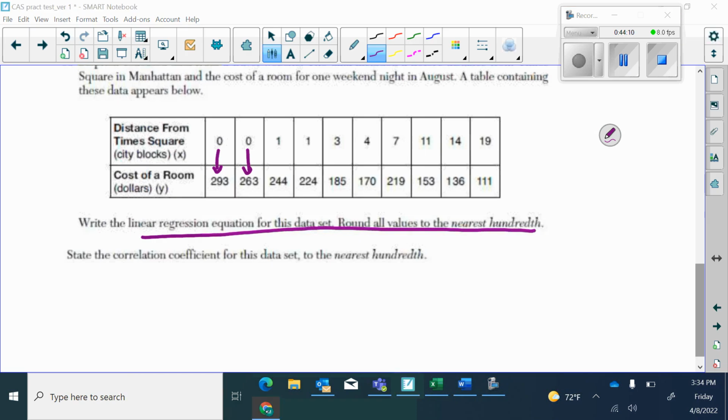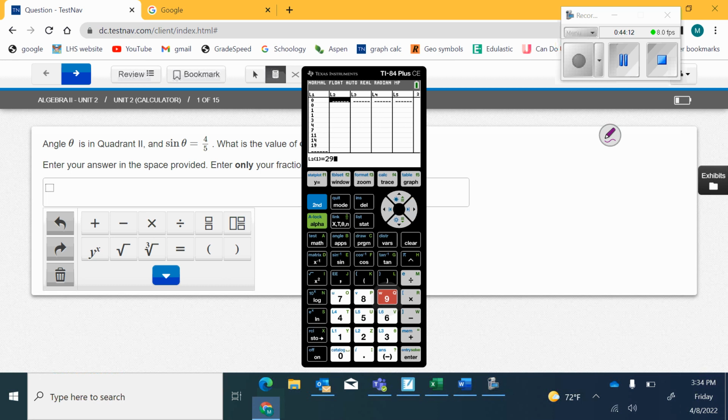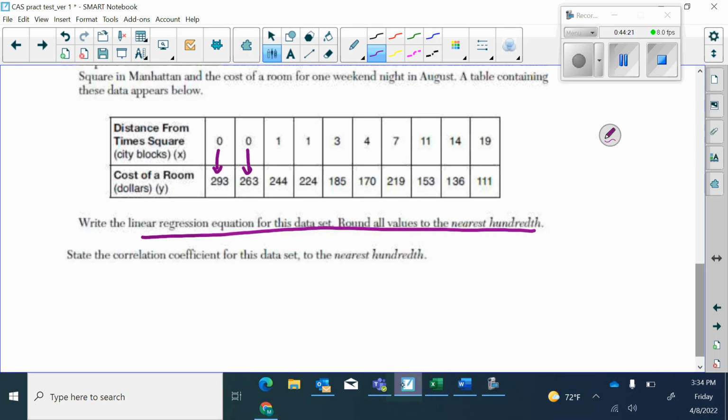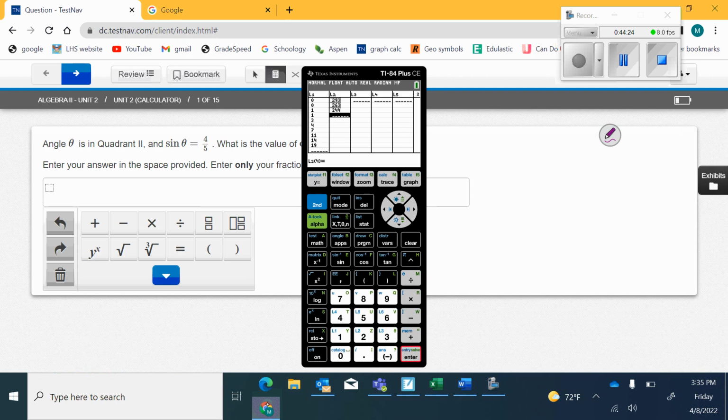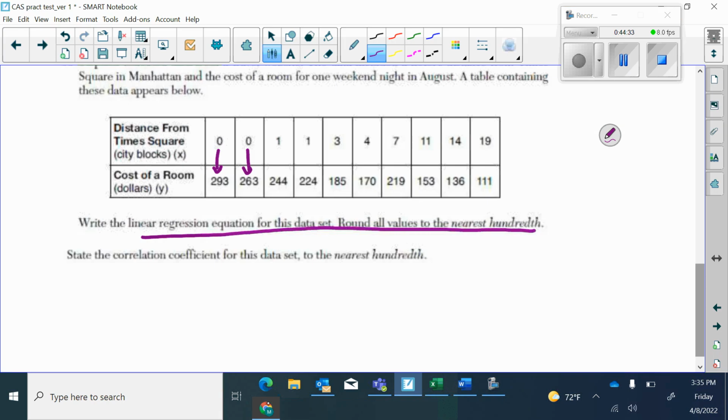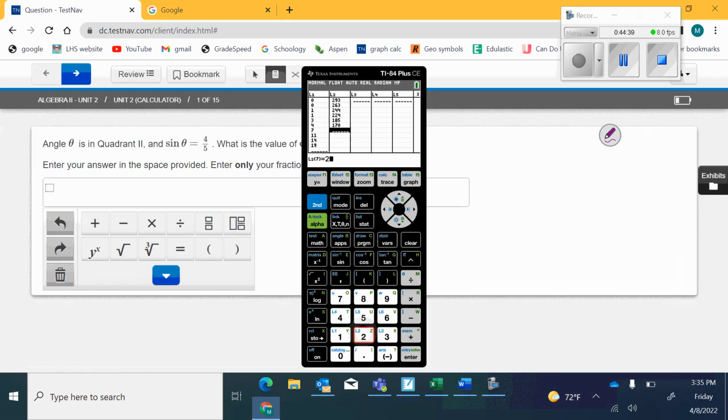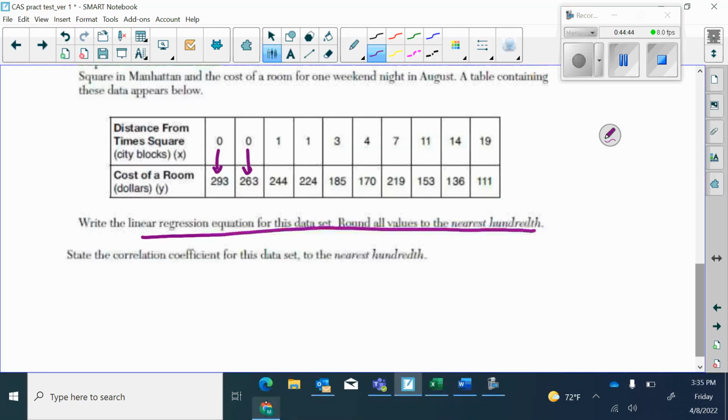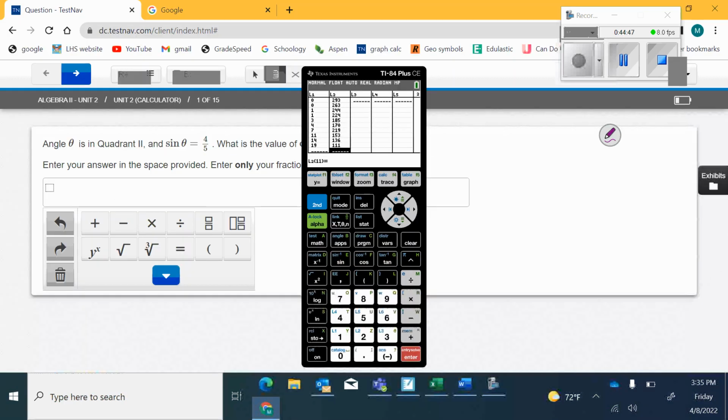293, 263, 244. What's next? 224, 185, 170. What's next? 219, 153, 136. Make sure it's 136. Yes, and then lastly 111. Okay, and I can see they're all matched up, so I didn't make any errors.